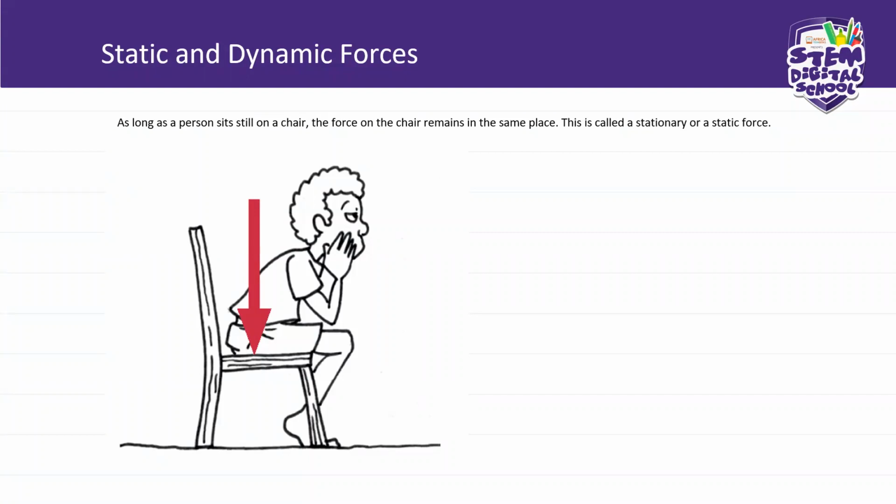Okay. Now, we will also classify forces as static or dynamic. Let us look at this example. There is a person sitting on a structure, namely a chair. As long as a person sits still on a chair, the force on the chair remains in the same place. This is called stationary or static force.